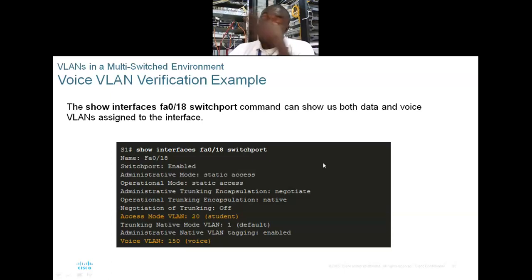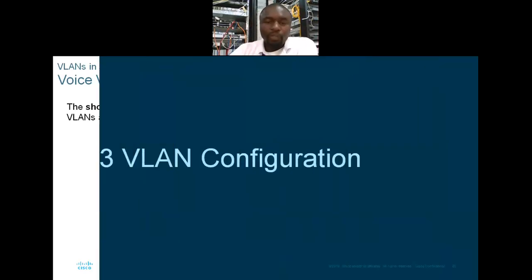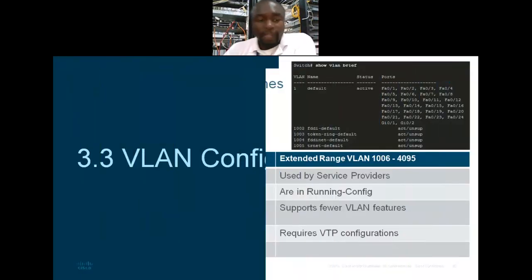So what we are saying is that it is possible to have more than one native VLAN. You can have a native VLAN for voice. You can have a native VLAN for some other types. Okay. So how do we configure VLANs?